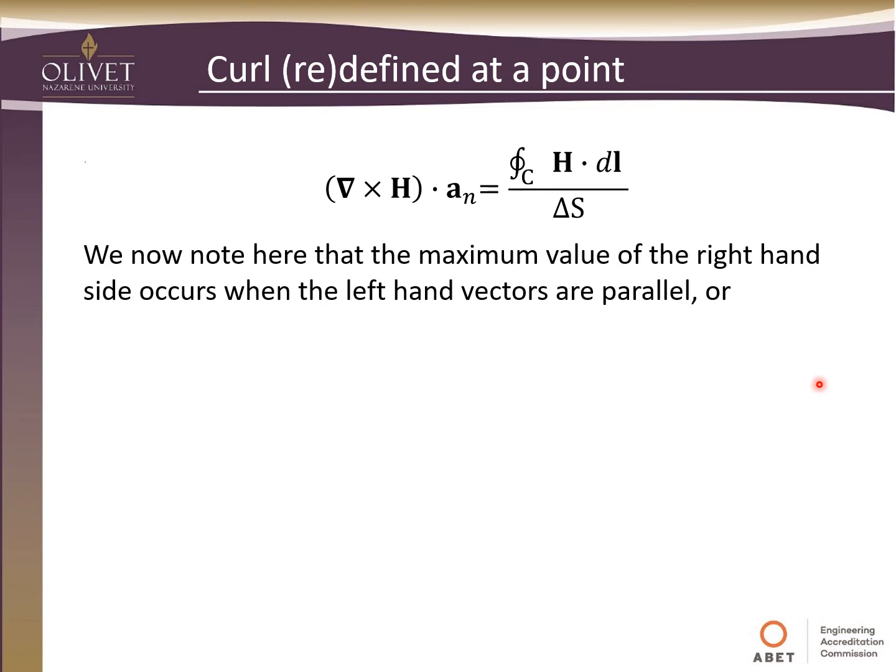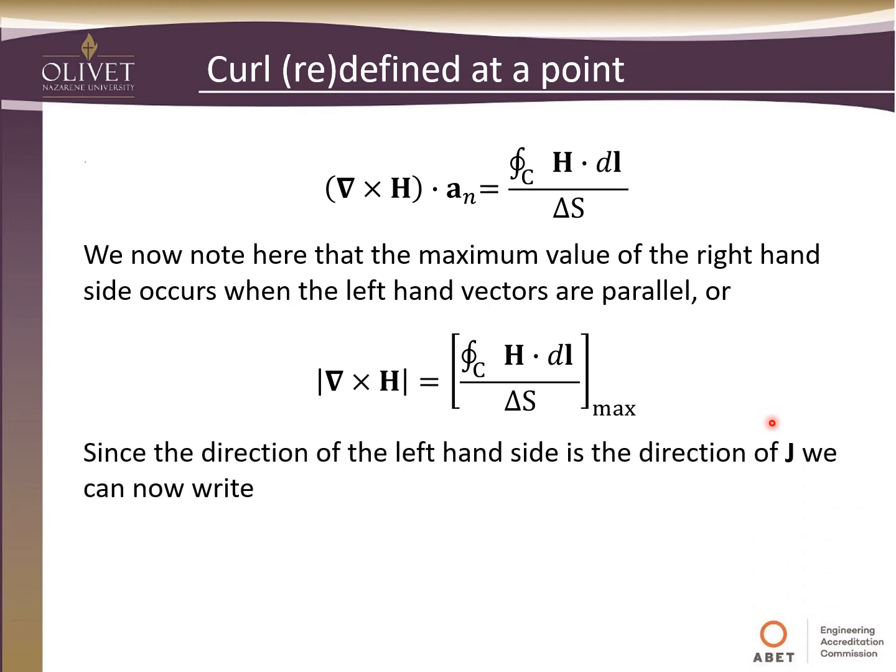So we should note here that the maximum value of the right-hand side occurs when the left-hand vectors are parallel, right? To restate that, the magnitude of this vector, this curl of H, would be the maximum that the right-hand side could be. Since the direction of the left-hand side is the direction of the current density, we can rewrite this again to say that the curl of H is the maximum of this, again in that direction normal to the surface area.